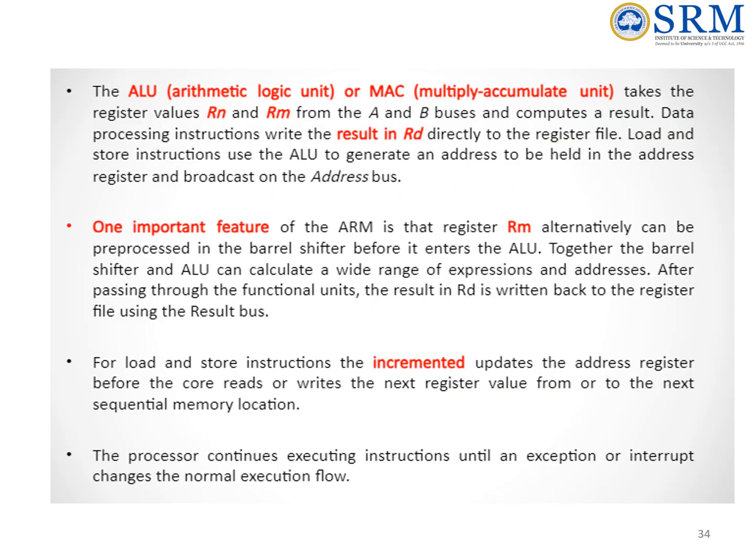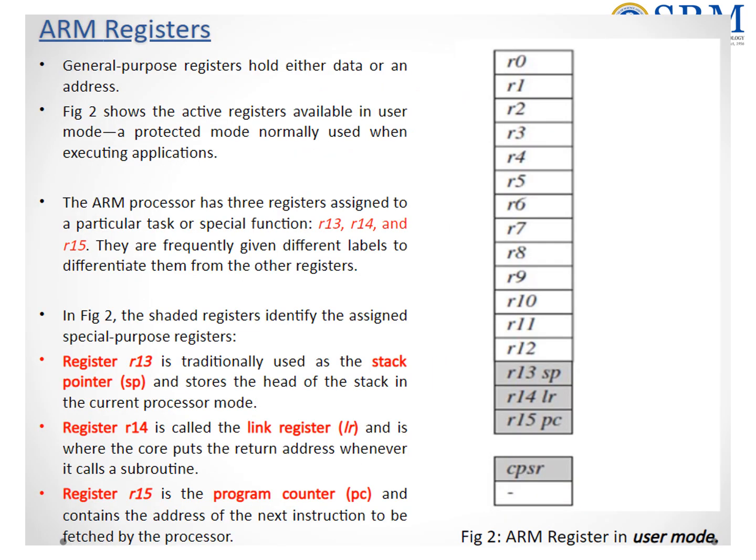So the ALU or the MAC takes the register values Rm and Rn from the A and B buses and computes a result. One important feature of ARM is that register Rm alternatively can be pre-processed in the barrel shifter before it enters the ALU. For load and store instructions, the incrementer updates the address register before the core writes the next register. So next we'll see about ARM registers.